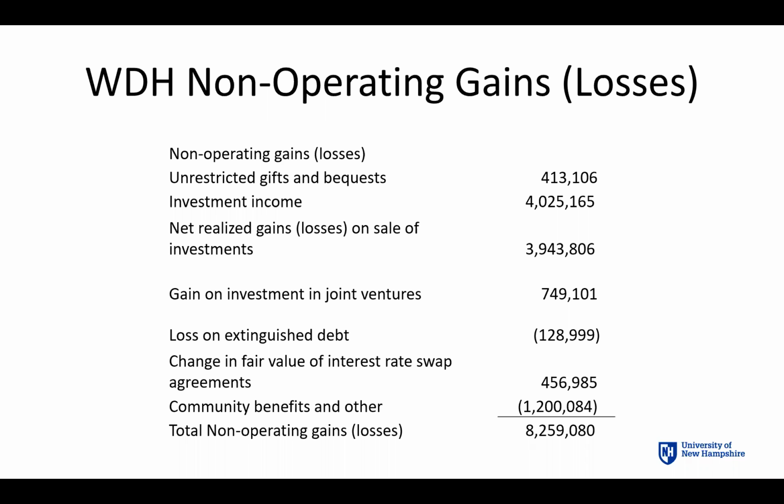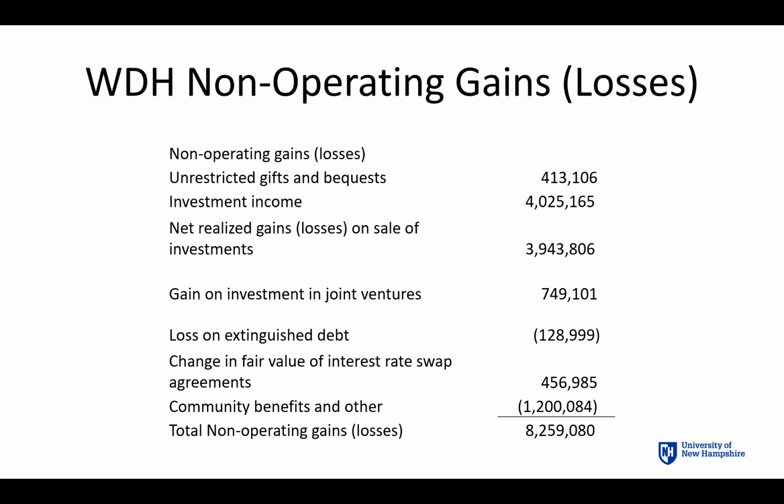Unrestricted gifts and bequests. This is donations to Wentworth Douglas in this case. Those are considered non-operating gains. So they had $413,000 donated directly to the hospital. They also, by the way, have a charitable foundation that most of their donations flow into, and it's a little bit of funkiness, but it's all part of the same kind of system.